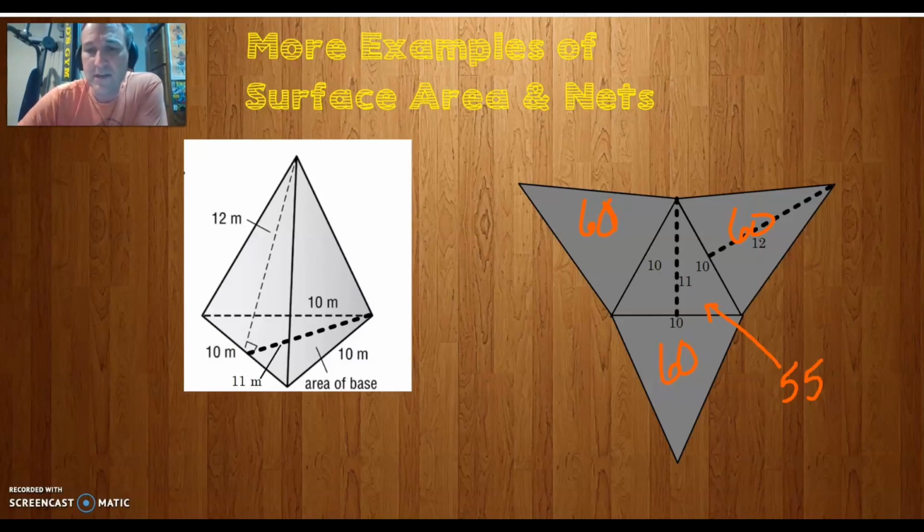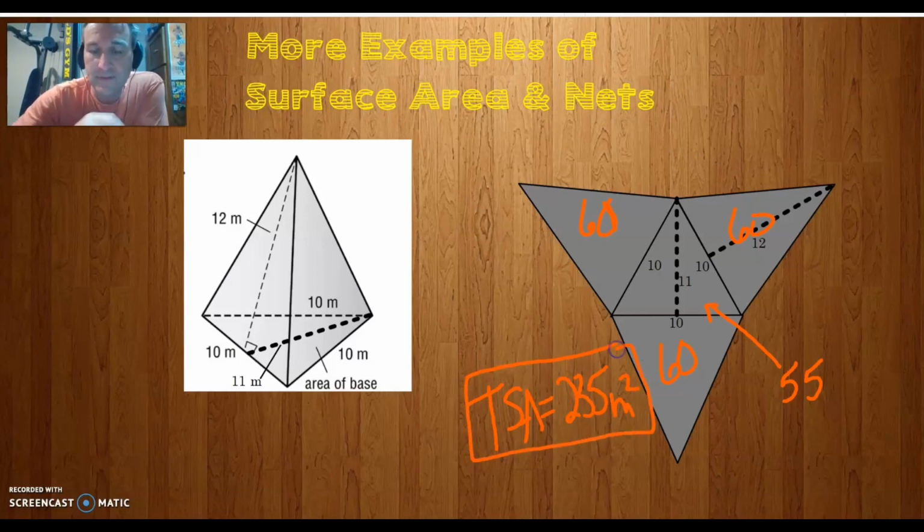Okay, so then if I take 60 plus 60 plus 60, 60 times 3 is 180. Plus 50 is 230. Plus 5 is 235. So my total surface area equals 235 meters squared. And there you have it. More surface area nets. It's a fast one.